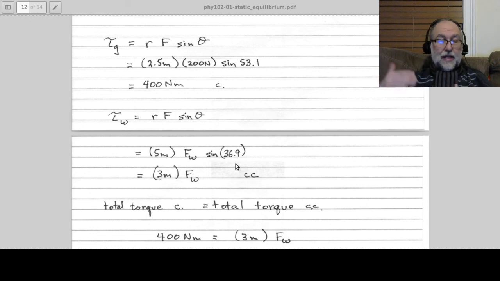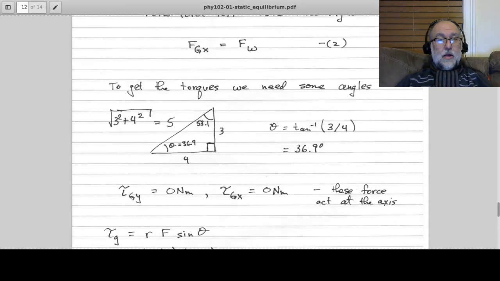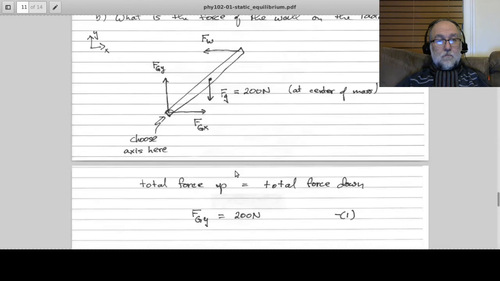Why? Well, I just explained that. Let's go back to this diagram here. The ground makes a 36.9 degree angle with the ladder, and that means that the normal up here is also going to be at 36.9 degrees to the ladder, because those two are parallel to one another. They're like this.